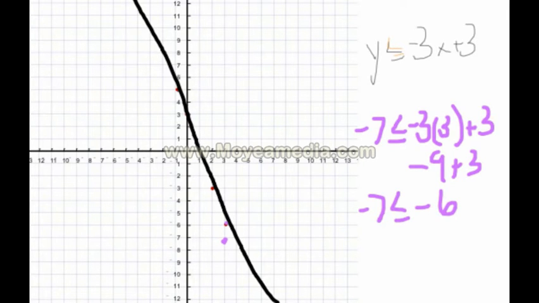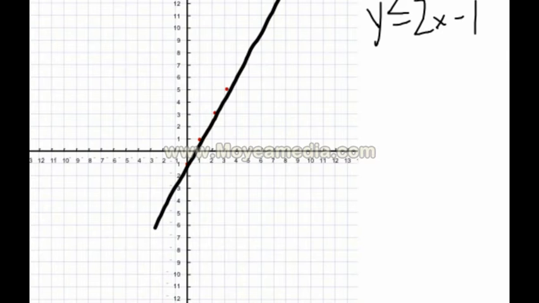So I am going to then highlight everything underneath on this side of the line, because this is where y is less than negative 3x plus 3. Let's look at another problem just to see if we can kind of solidify that some more.